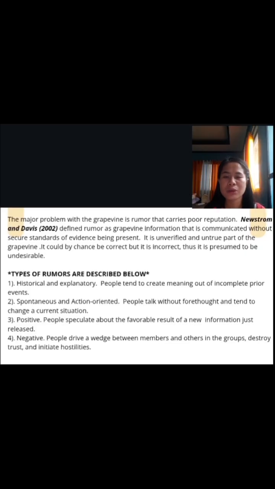Types of rumors are described below. Historical and explanatory. People tend to create meaning out of incomplete prior events. Spontaneous and action-oriented. People talk without forethought and tend to change a current situation. Positive. People speculate about the favorable result of a new information just released. Negative. People drive a wedge between members and others in the groups, destroy trust, and initiate hostilities.